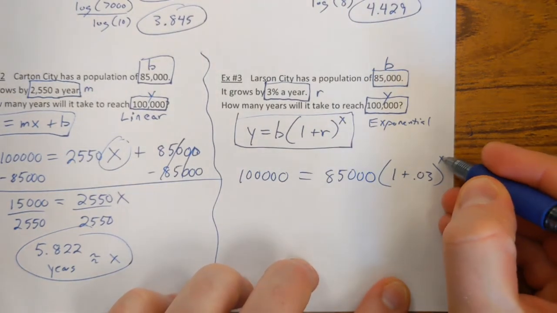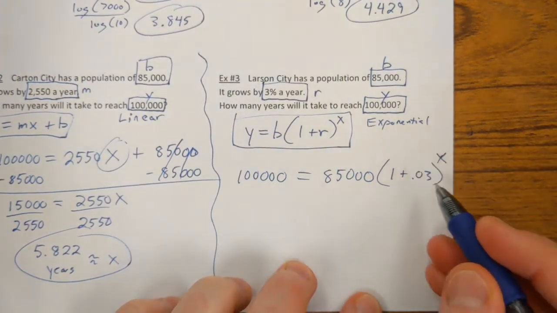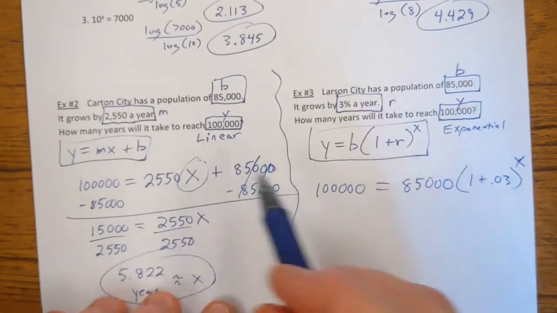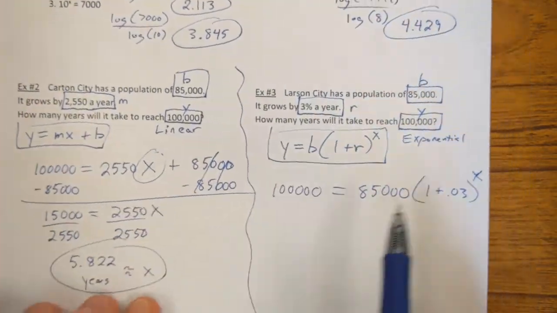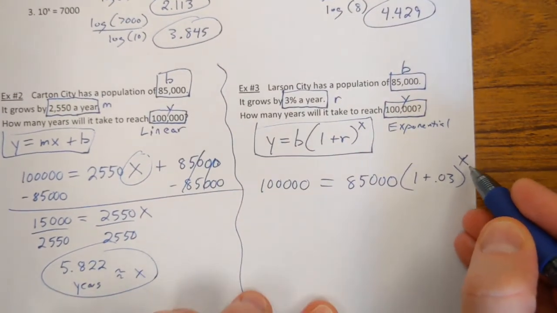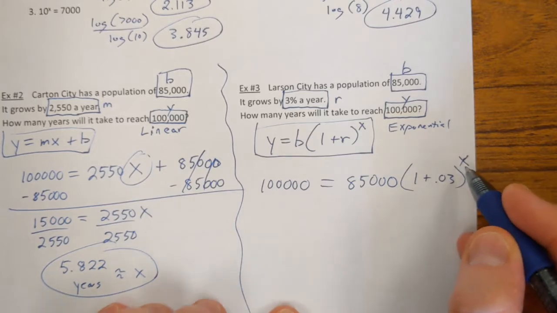Now I want you to notice this right off the bat. This X is not a normal X. Notice this is an X power. And so the same rules that we applied over here to solve for x, those don't work anymore. As a matter of fact, it's impossible to solve for an x that's written as a power.